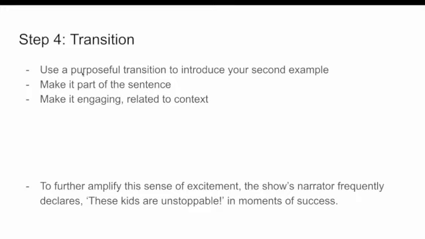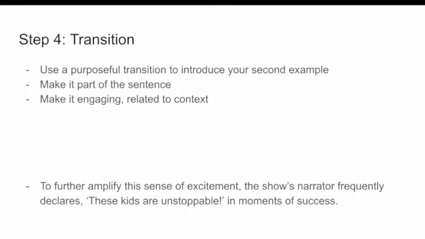So now step 4 is a transition. A transition sentence is basically connecting your first piece of analysis to your second piece of evidence. So it's just something to make it flow well, and it's not really that important, but having a strong transition sentence can make your essay seem a bit more polished. So to write a strong transition, you just need to make it feel like part of the sentence and make it related to the context.